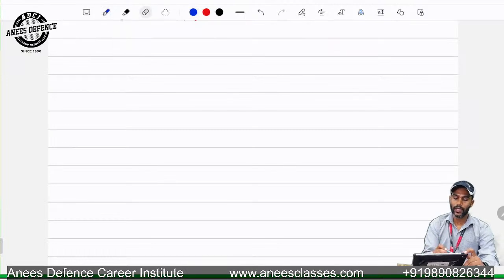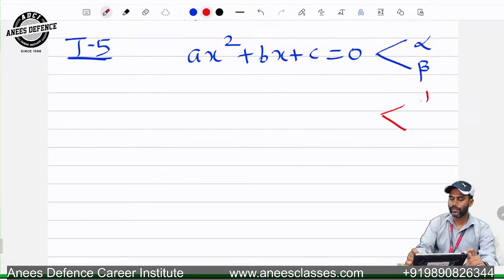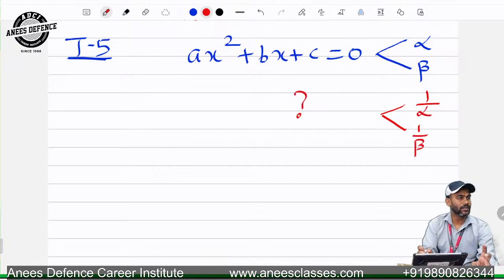Transformation number 5. Suppose we have equation ax square plus bx plus c is equal to 0, and roots are alpha and beta, and we are supposed to find out the equation of which roots are 1 by alpha and 1 by beta. Very simple. You have to just interchange a and c. That's it. So just interchange a and c in the given equation.